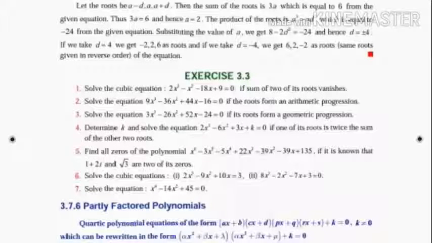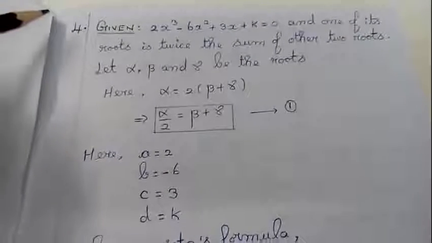Exercise 3.3, fourth sum. Determine k and solve the equation 2x cube minus 6x square plus 3x plus k equal to 0 if one of its roots is twice the sum of the other two roots. Since it is a cubic equation, we are going to have 3 roots, and one of its roots is twice the sum of the other two roots. Now we are going to do the fourth sum.